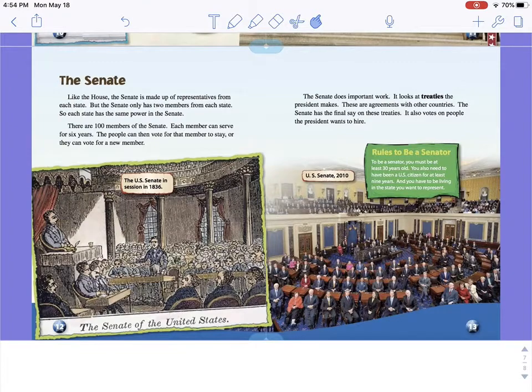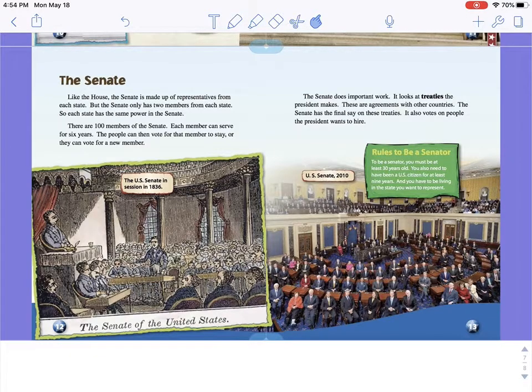The Senate does important work. It looks at treaties the president makes. These are agreements with other countries. The Senate has the final say on these treaties. And it also votes on people the president wants to hire.